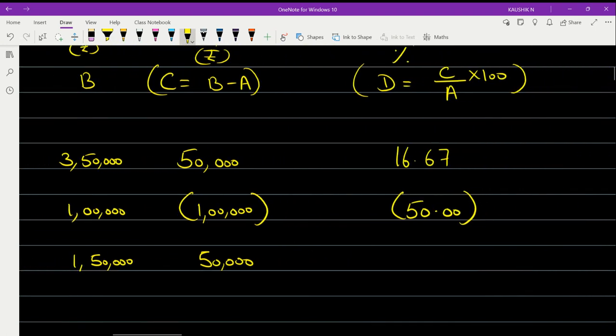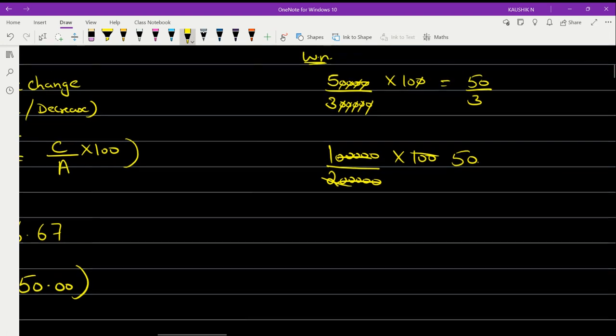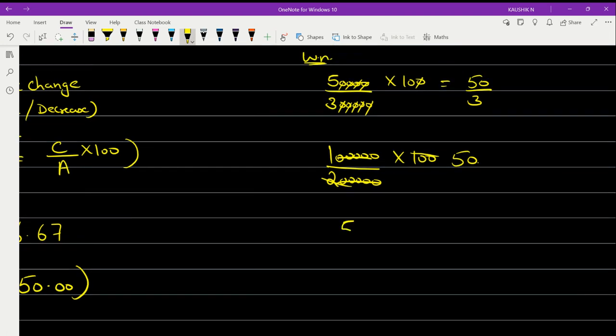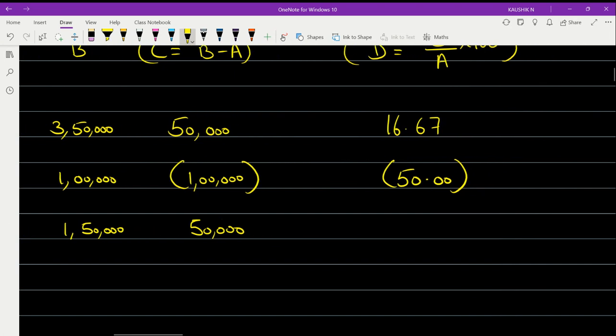Now come to the workings. It should be 50,000 divided by 1 lakh into 100. So 50,000 divided by 1 lakh into 100. Cancelling the zeros, 5 tens are 50. It is a positive value, so I am going to record it over here as 50.00.